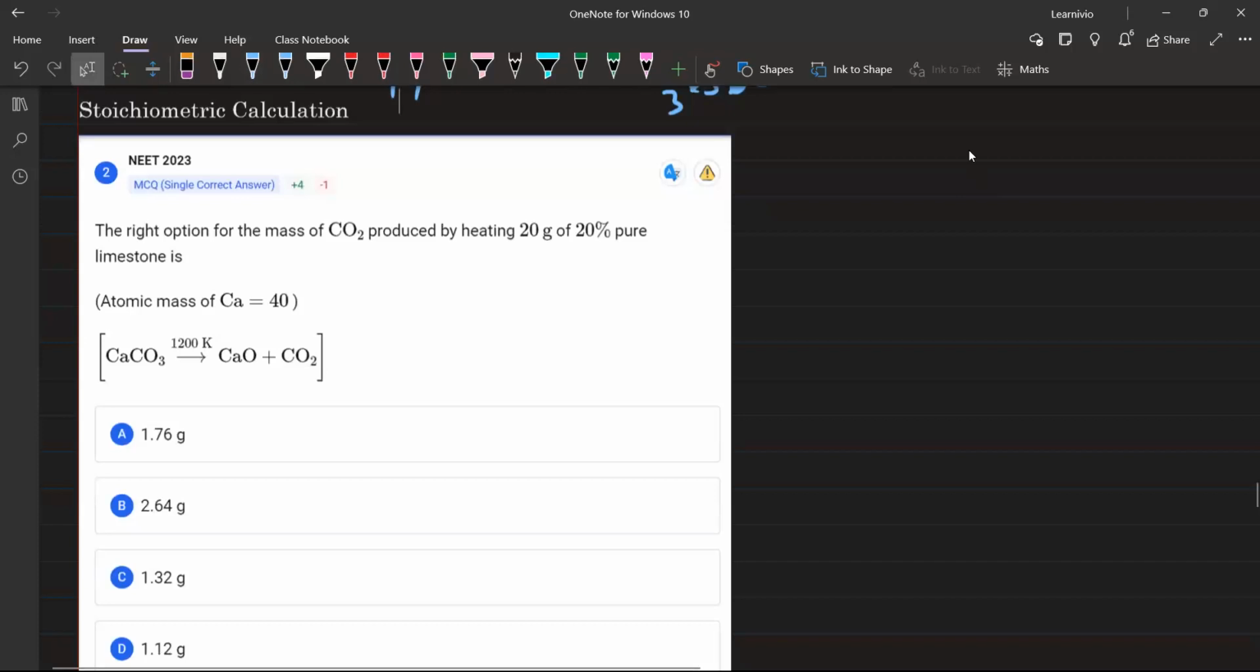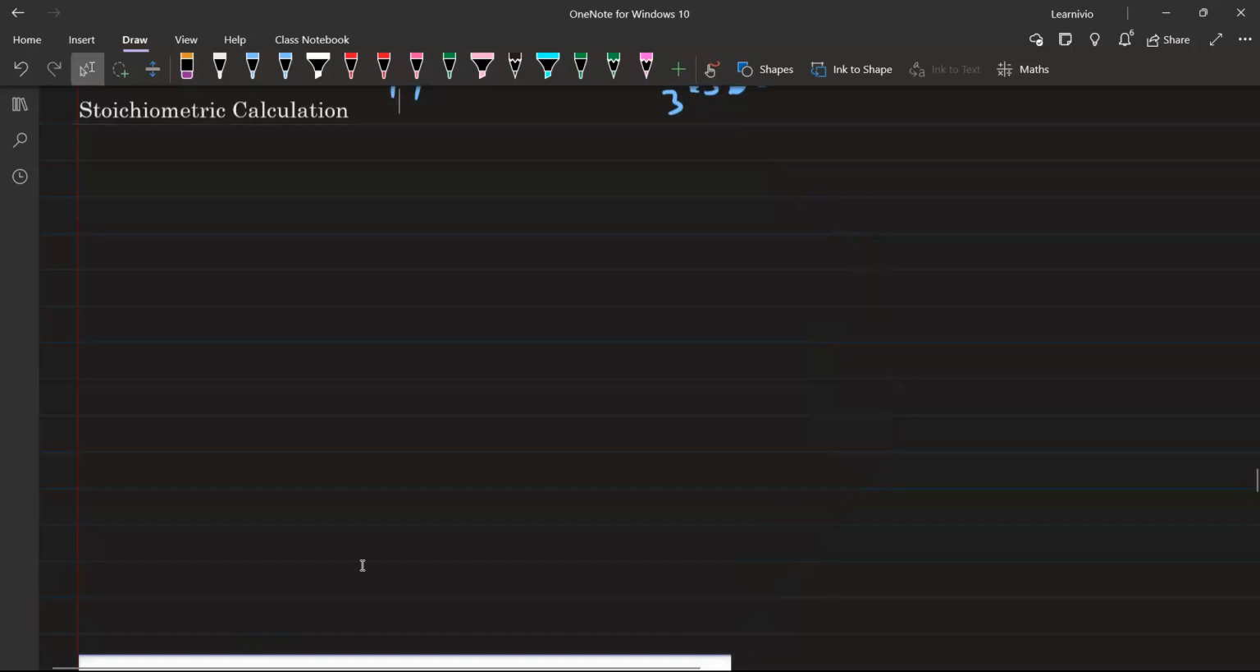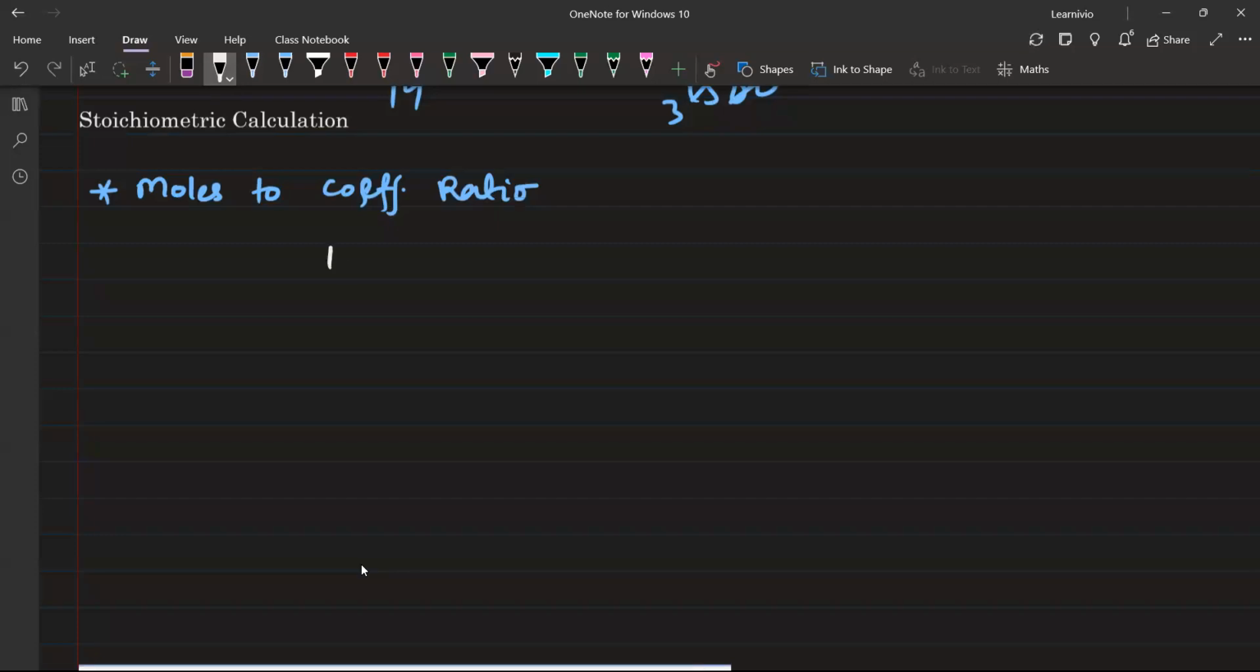Now, in stoichiometric calculations, you will need a bit of theory. The only theory that I will teach you is regarding the moles to coefficient ratio. Now, what is the moles to coefficient ratio? For example, you have N2 plus H2 gives NH3. So you will balance this reaction first of all. So when you balance, you will write 2 here, and there are 6 hydrogens, so you will write 3 here.